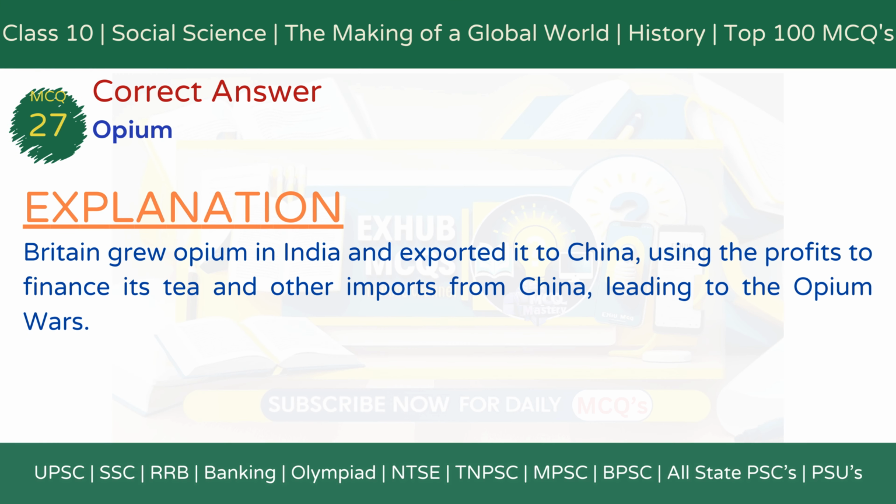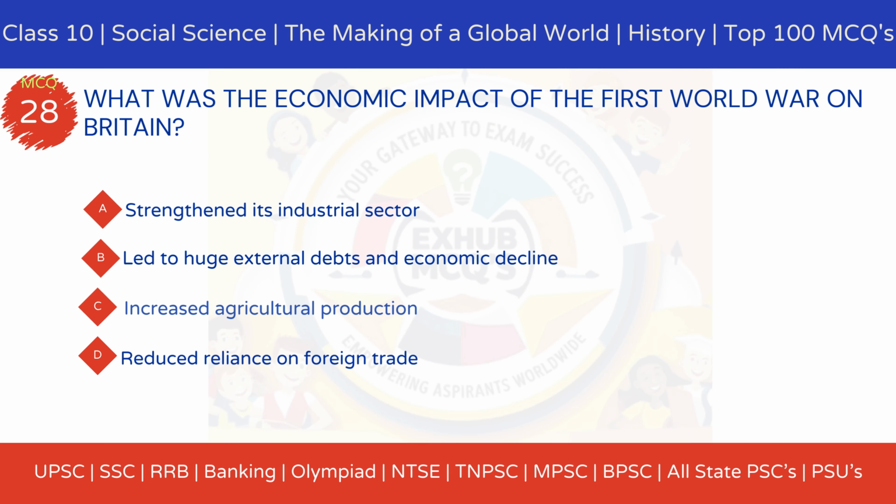The correct answer is option B. Opium. Explanation: Britain grew opium in India and exported it to China, using the profits to finance its tea and other imports from China, leading to the Opium Wars. MCQ 28. What was the economic impact of the First World War on Britain?